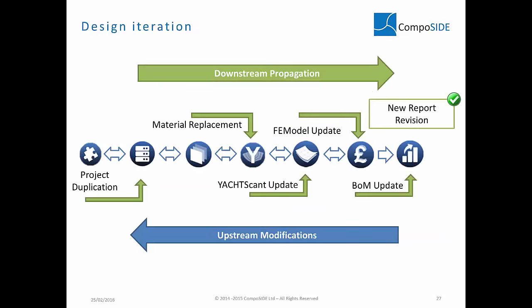CompoSIDE can then be used to replace materials. So our basic steps would be: duplicate the project, and then replace the materials, which is a right-click and direct replacement for each ply. It will keep the same orientation. We then optimize the laminate, so based on our stiffnesses and strains, we can optimize these, replace the materials, update YACHTScant, and then update the FE models, check that that's all okay, pull a refresh on BombGen, and then pull out a new report revision. So it's very, very quick. Just to do a quick design iteration.